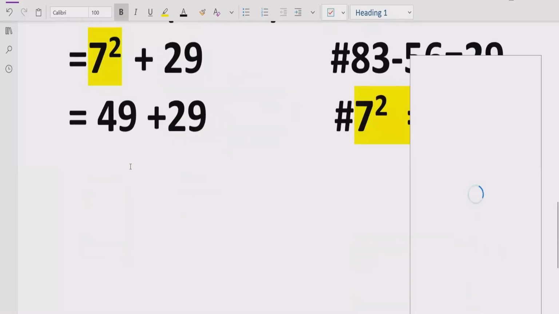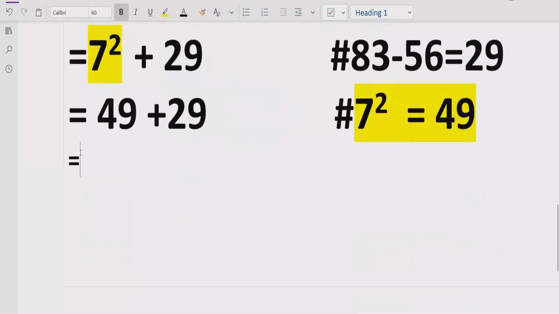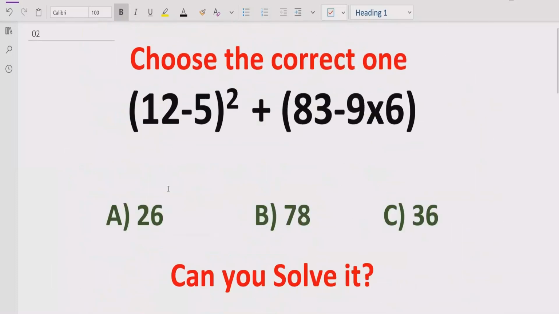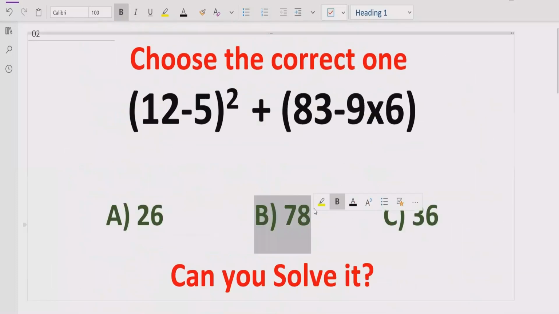Okay. Now move forward. We have here two terms, right? So we will add these two terms, 49 plus 29. So 9 plus 9 is equal to 18, and 1 will be carried. So 4 plus 2 is 6, and we have this 78, the answer. So the answer of the given expression is 78. If you see the answer list, answer B is the correct answer.